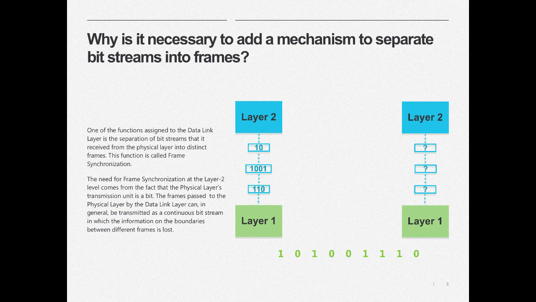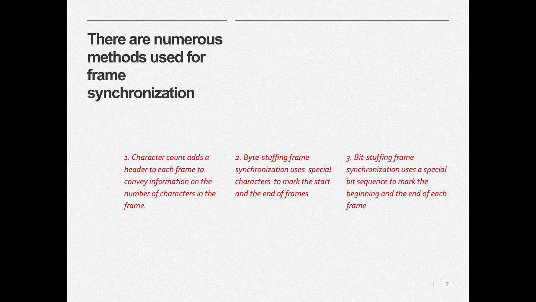What we'll look at now is the technique that is called character count, which is the first one in this slide. There are, however, many techniques, and a further two techniques, one called byte stuffing and the other one called bit stuffing, will be presented in subsequent videos. So let us concentrate on the first one here, character count. The character count adds a header to each frame to convey information on the number of characters in that frame. Let us see how that works.